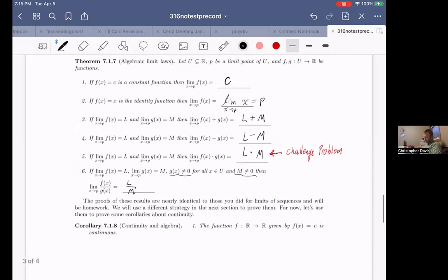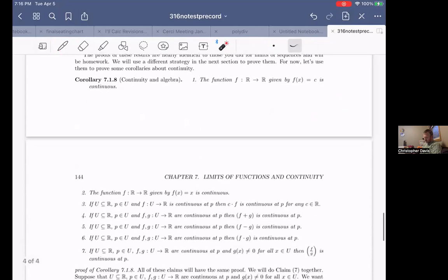So let's look at what each of these says. This says that if you have the function that's always equal to c, then the limit as x approaches p of f of x is equal to c. Oh, but notice this c, that's the same thing as f of p, right? Because this function is always equal to c. So that means this function is continuous. Similarly, the identity function is continuous.